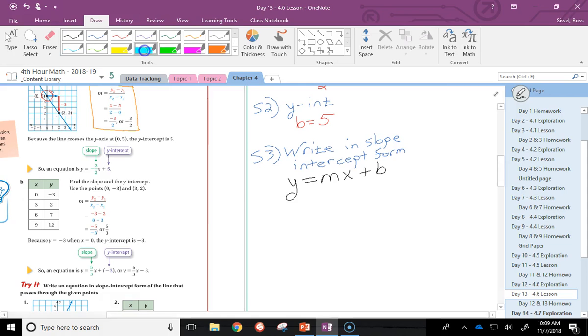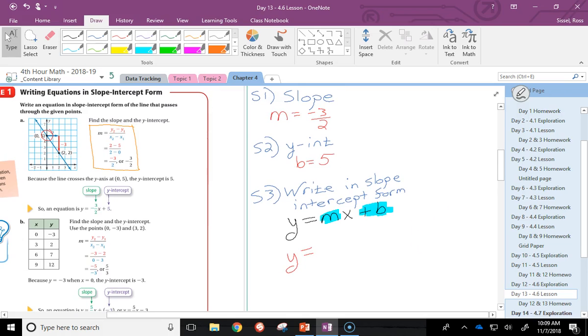This part right here is what we are going to change. The only thing we are going to change in this equation is what the slope is and what the y-intercept is. So when I write this line, I'm going to say y equals, what was our slope of this line? Negative 3 over 2. Our x stays with it. What was my y-intercept? 5. Positive 5, plus 5.